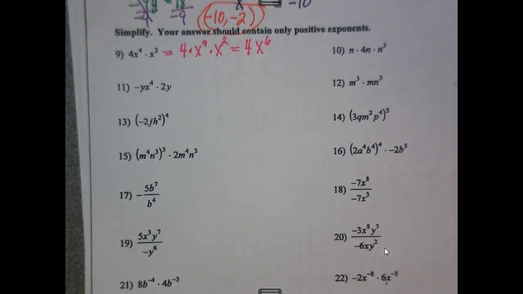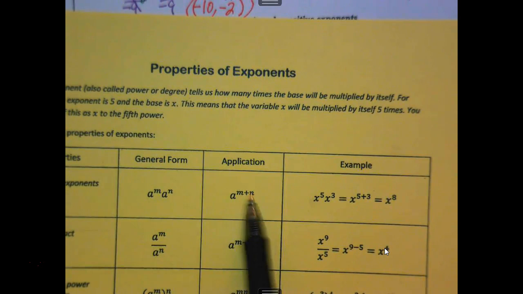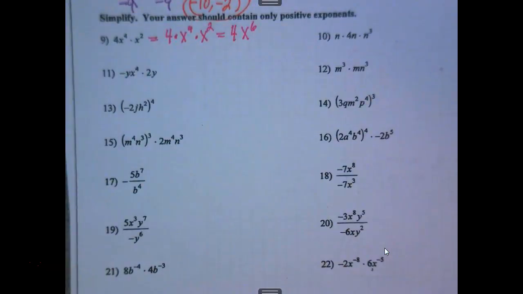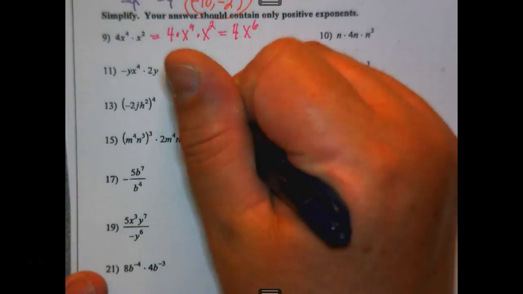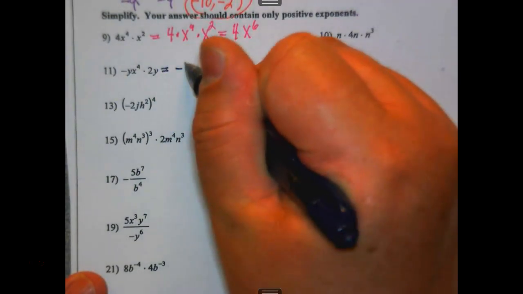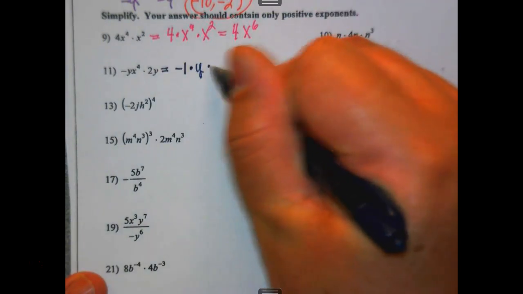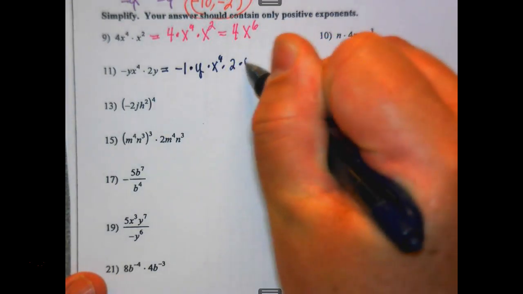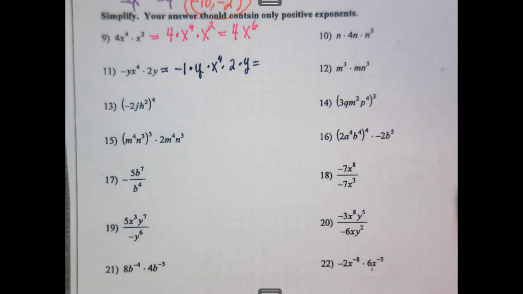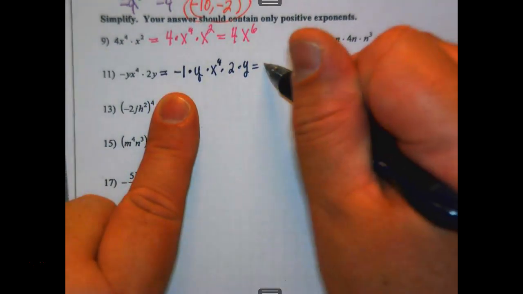Number 11, same base, add the exponents. Okay. All right, I'm going to separate these. I got -1, that negative sign is just a -1. Y times x to the 4th times 2 times y. Now I'm going to multiply my numbers together. -1 times 2 is -2.